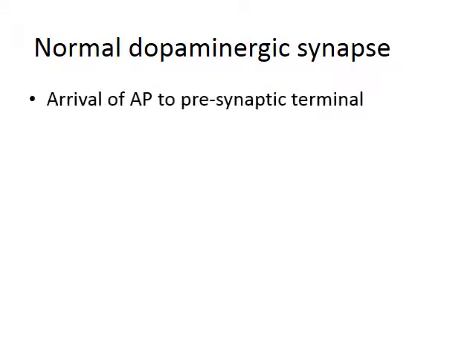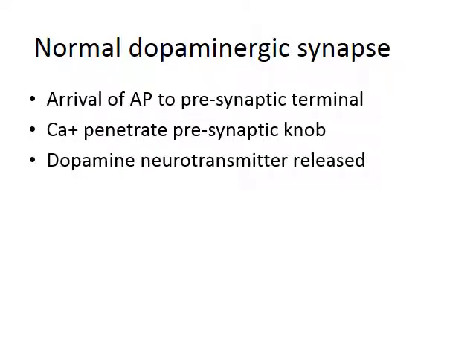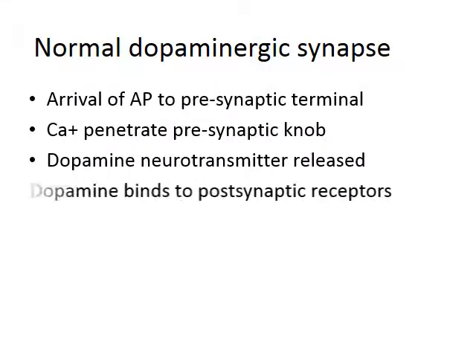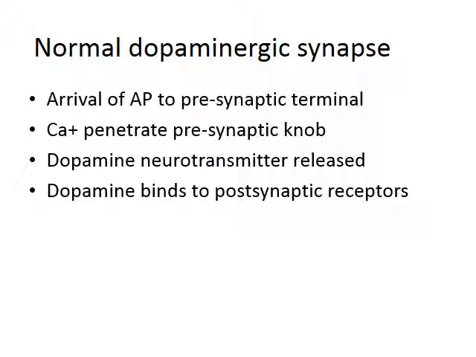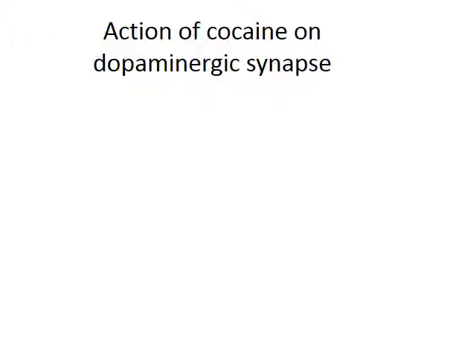Normal dopaminergic synapse. 1. Arrival of the action potential toward the presynaptic terminal. 2. Calcium penetrates the presynaptic node. 3. The dopamine neurotransmitter is released. 4. Dopamine binds to the postsynaptic membrane receptors. And number 5, the pleasure occurs. Recapture of dopamine through channels on the presynaptic membrane should then occur.